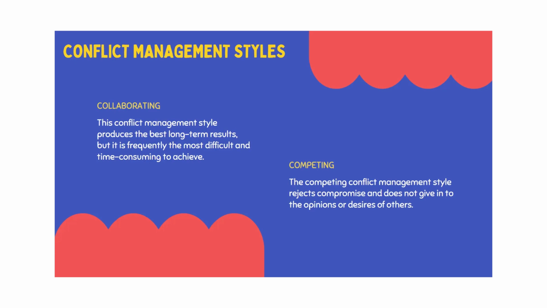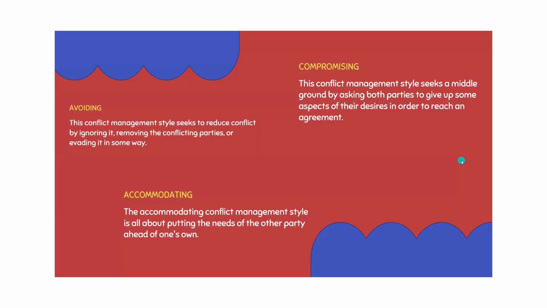Next is competing. The competing conflict management style rejects compromise and does not give in to the opinions or desires of others. One party is adamant about how they believe the situation should be handled and will not back down until they get their way. So this is one group or one individual's solution.